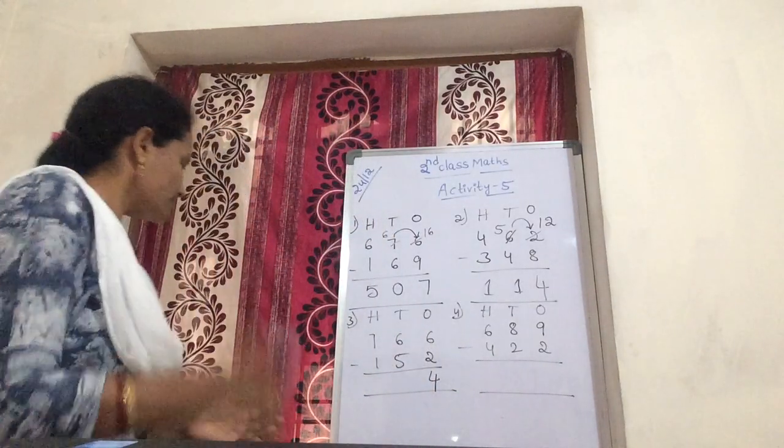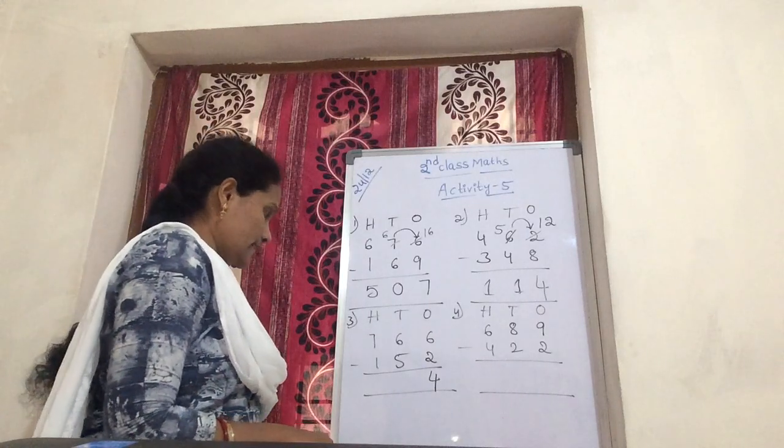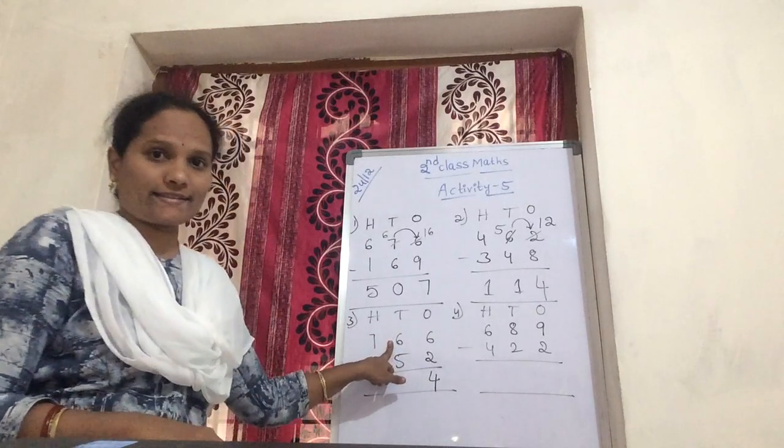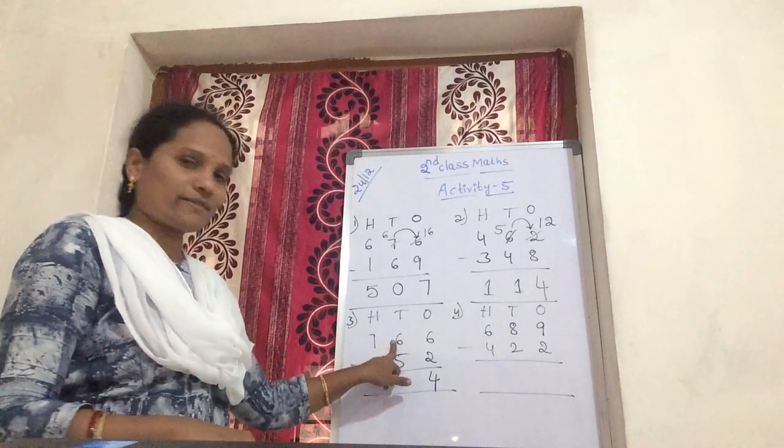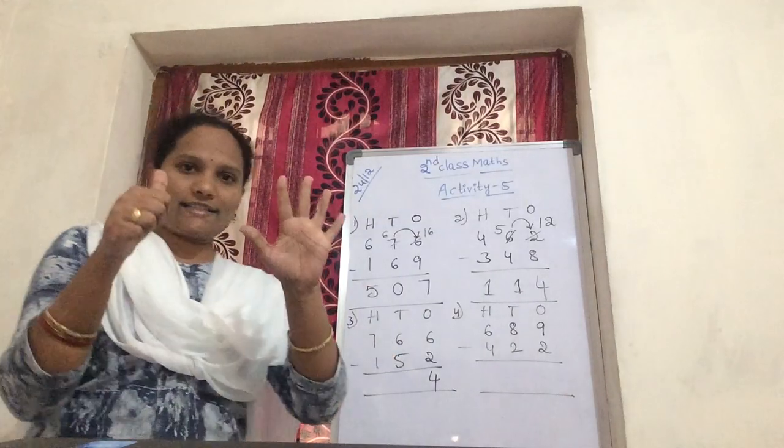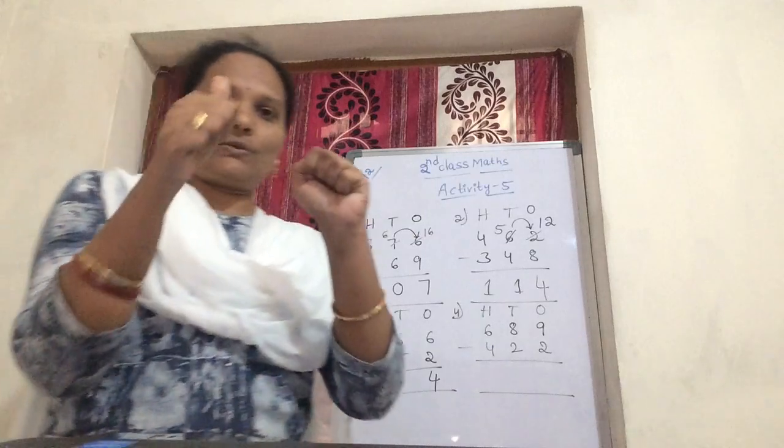Okay. Now coming to tens, and here also 6 is there. 6 is bigger compared to 5. So 6 minus 5. Only 1 is there.